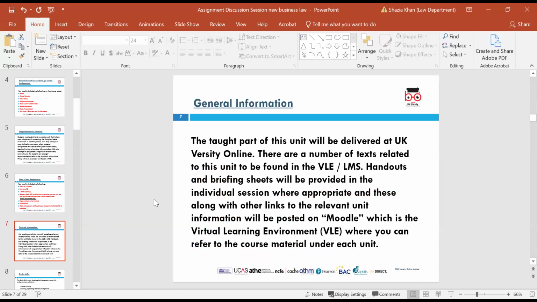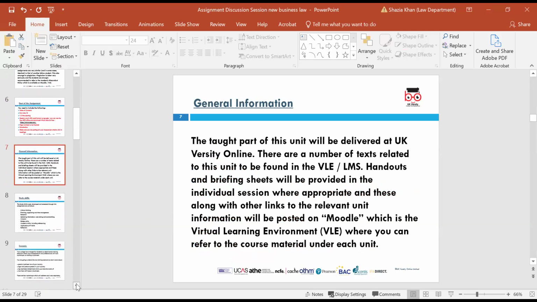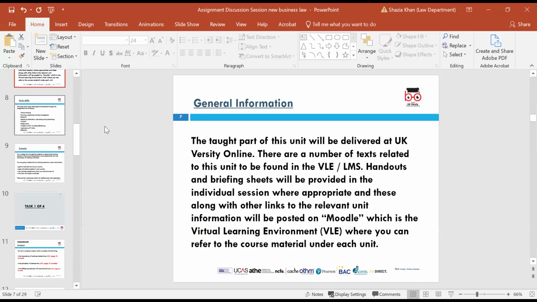There are a number of texts related to this unit found in the VLE. Handbooks and assignment briefs are all available on Moodle, and any additional course material is available on Moodle for you. So the assignment brief, I'll show you how it looks. Most of the stuff off there has come onto these slides, so just refer to the assignment brief as well as this if you need to.